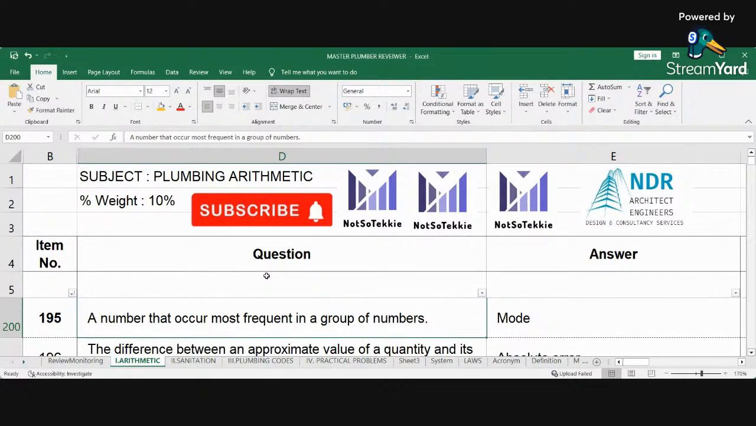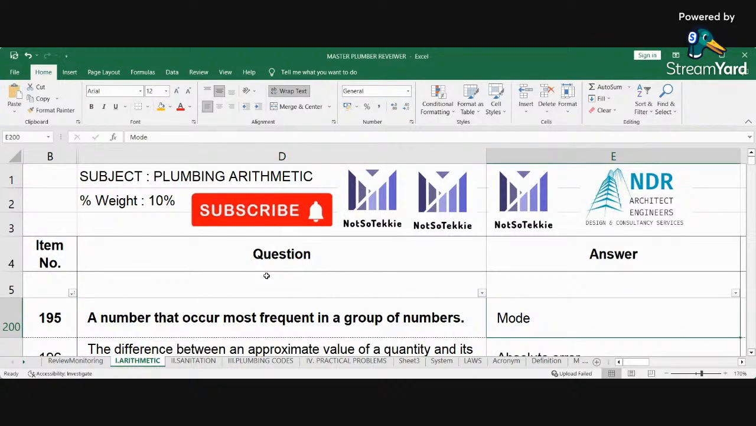195. The number that occurs most frequently in a group of numbers. The answer is mode.